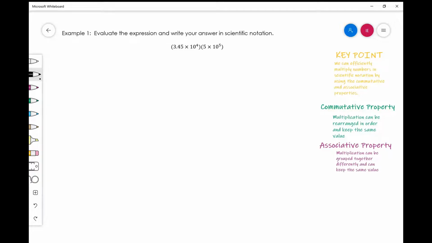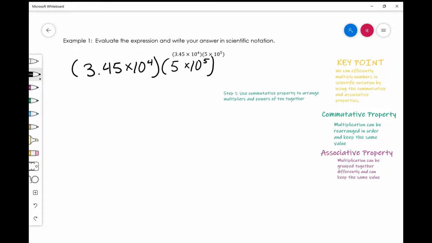Interaction with new material example 1 says, evaluate the expression and write your answer in scientific notation. So we're multiplying 3.45 times 10 to the 4th power by 5 times 10 to the 5th power. Remember that our key point says we can efficiently multiply numbers in scientific notation by using the commutative and associative properties. So our first step is going to be to use the commutative property to arrange our multipliers and powers of 10 together. So let's look.